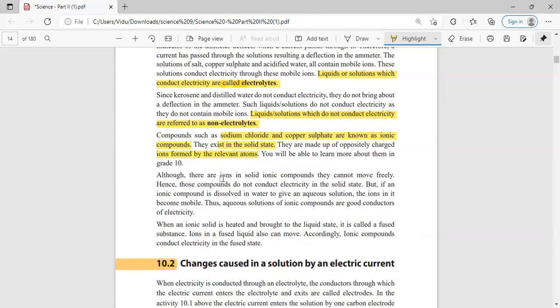Those compounds do not conduct electricity in a solid state. But if those ionic compounds are dissolved in water to give an aqueous solution, the ions in the solid state become mobile. So the aqueous solutions of ionic compounds are good conductors of electricity.